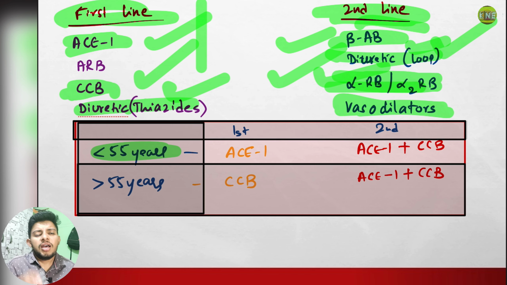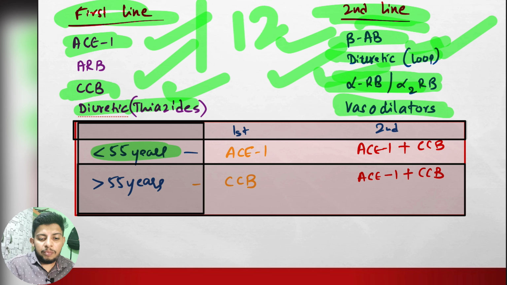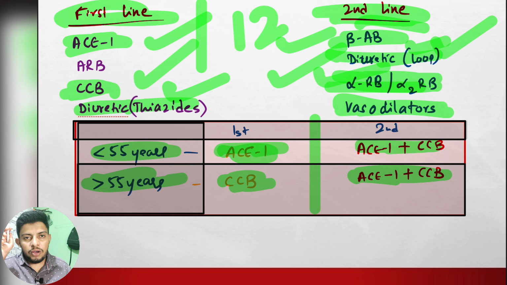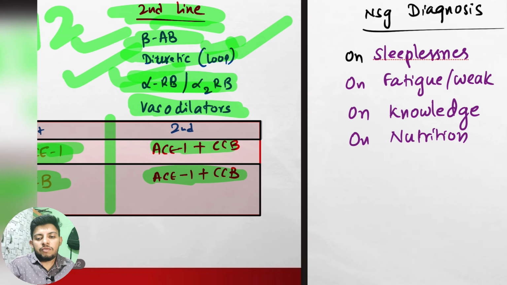According to age: for people less than 55 years of age, like adults or those at puberty age, ACE inhibitors are first line, and CCB is first line in people more than 55 years of age. In the second line it's very easy: you have to give both. First time you have given this one, second time you have to give the other one. Okay, you understood this? We will go to the next.